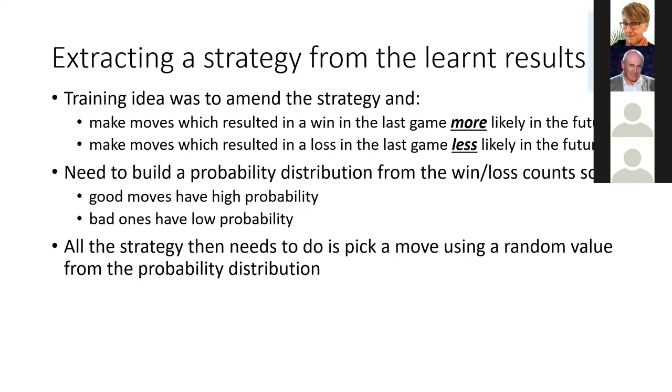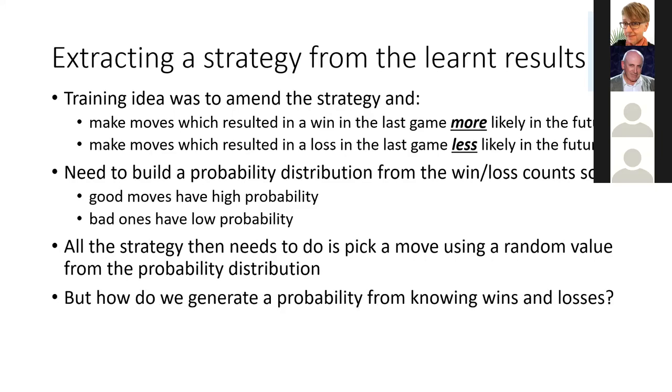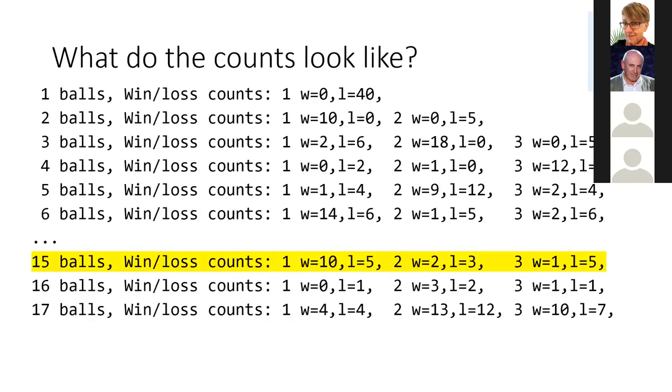And hopefully as we train, the probability of the good moves will successively increase while the bad moves will get much, much less likely. But then the question becomes, how do we generate a probability from knowing the wins and the losses? And this is where things get a little bit more interesting.